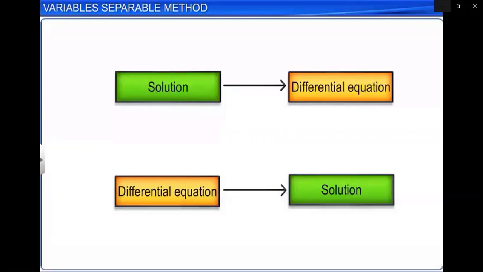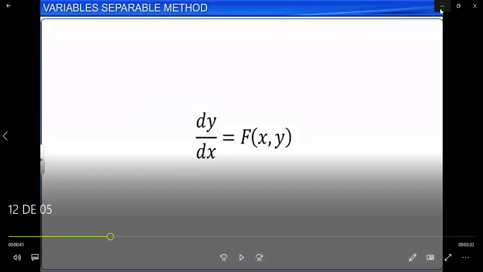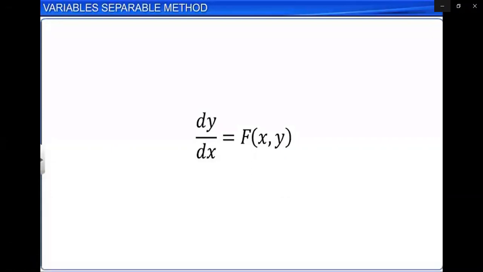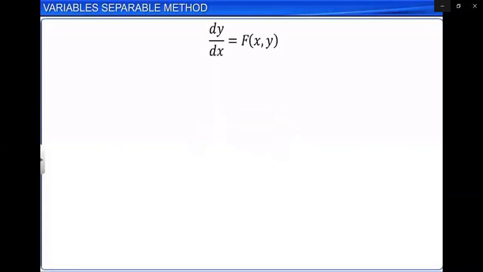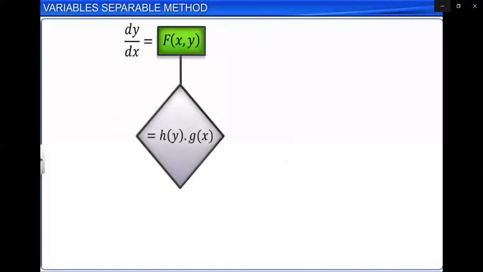So first of all, let's understand what basically a variable separable method is and in what conditions we can apply this method. Let's take an example. Let's take this differential equation, dy upon dx is equals to a function of x comma y. If somehow we can split this function f of x comma y into two different functions of two separate variables, then only we can apply the variable separable method.